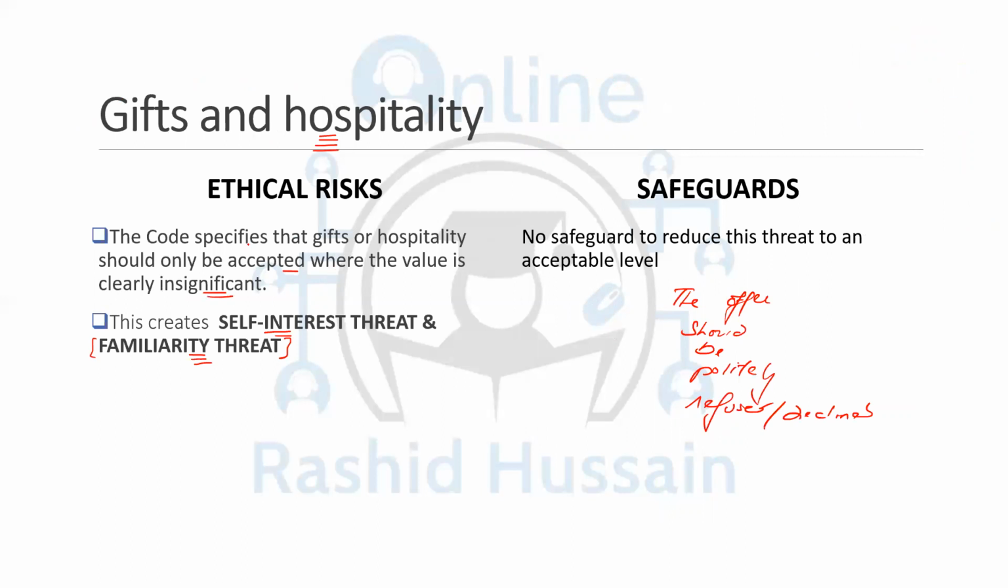Then we are having the gifts and hospitality. Now, a gift is a tangible thing, and hospitality is the services they are offering you. For example, giving you a nice hotel, a nice food, luxury food, and things like that. So this gives rise to the self-interest and familiarity threat.